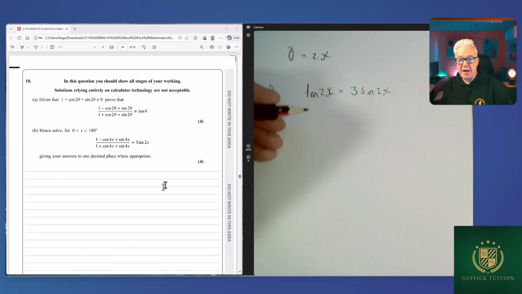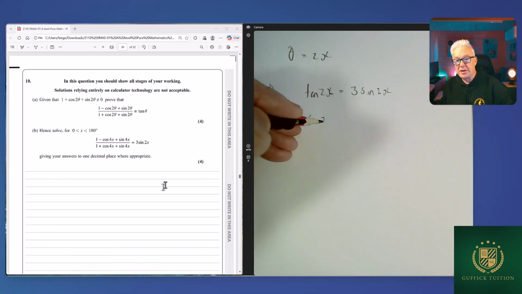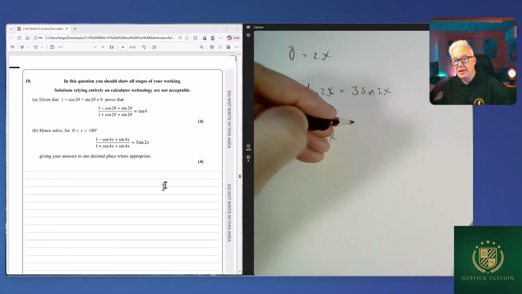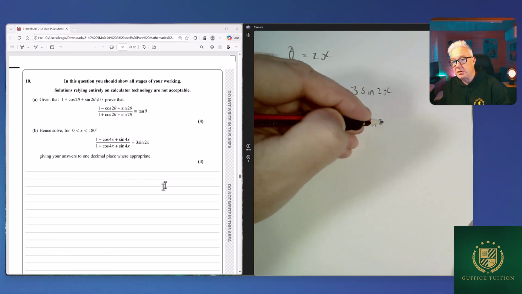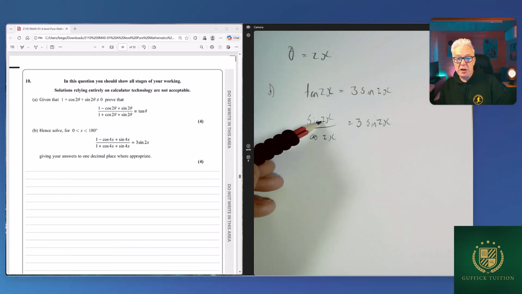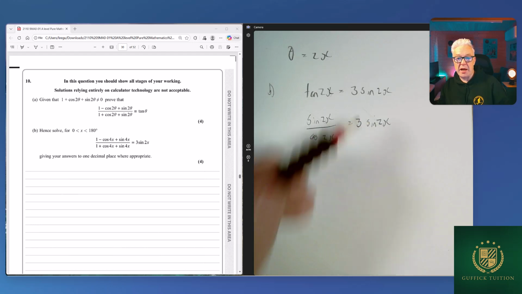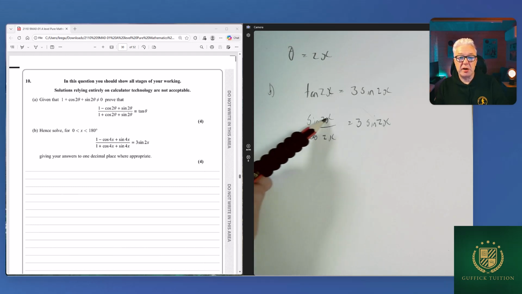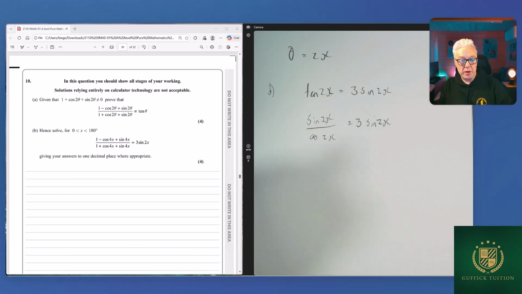So let's replace tan with sine over cos. So we've got sine 2x over cos 2x is equal to 3 lots of sine 2x. Now, at this point, it's worth pointing out that there's a common error that students make. When students are first learning this topic, sometimes they wonder, couldn't I just cancel out sine 2x on both sides because it's common to both sides? And the answer is, if you do that, you're going to lose the solutions that come from sine. So that's not what you want to do.